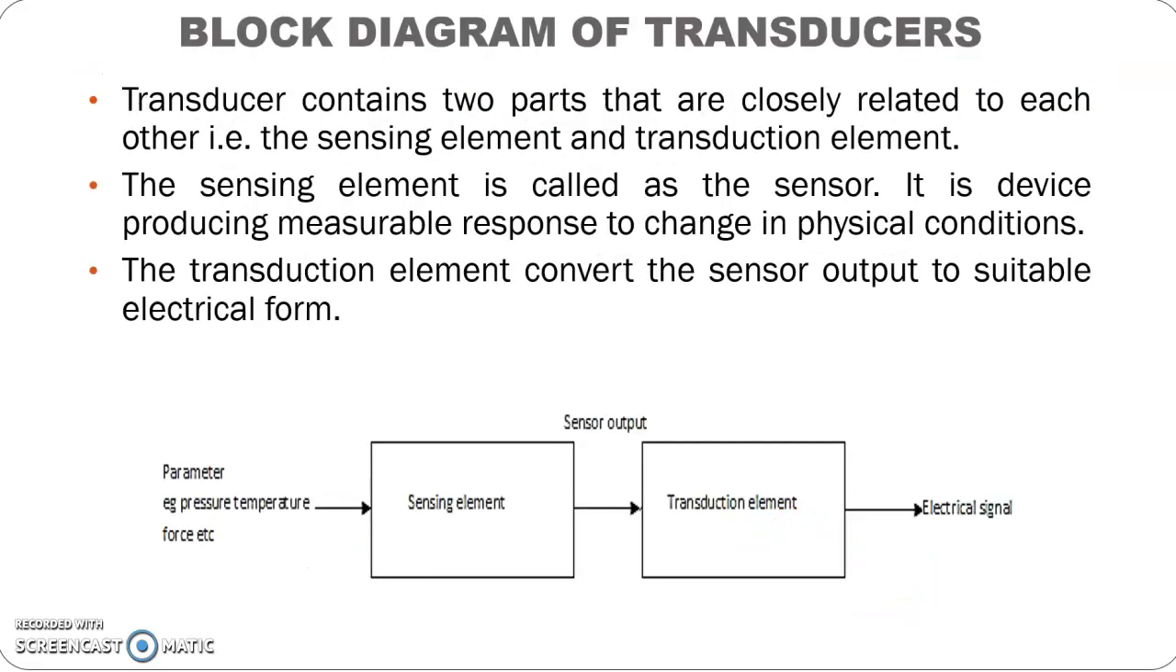The transducer contains two parts. One is the sensing element, otherwise known as sensor, and the second one is the transduction element. The sensing element is producing a measurable response out of the physical conditions, and the transduction element converts this output from the sensor, the measurable response of the sensor, into an electrical quantity.